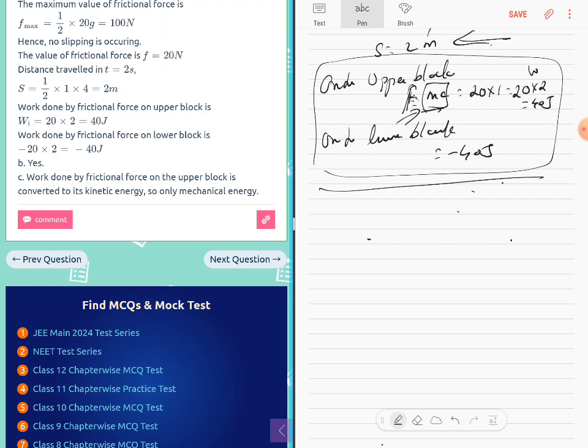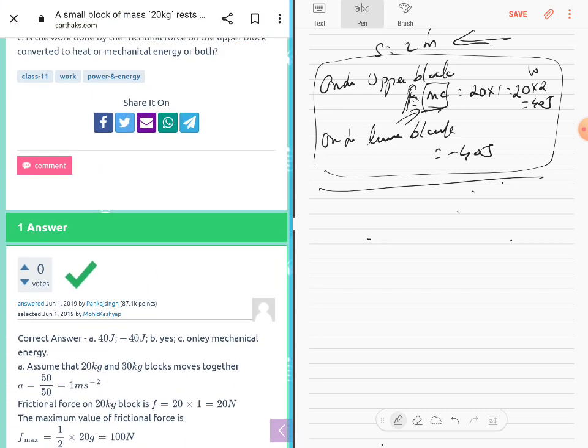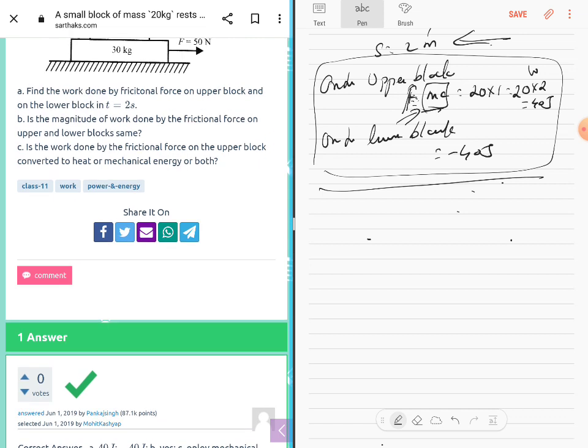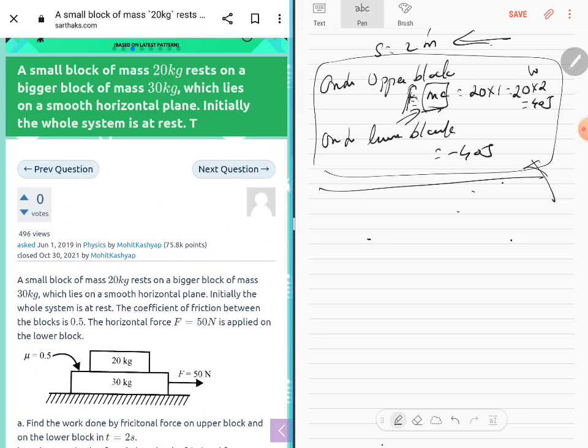I really don't understand what he has written. So what I can infer is it's not moving, so there's no kinetic energy. Upper block converted to heat or mechanical energy or both. There is no kinetic energy means there is no mechanical energy. So it probably is converted to heat, but we'll discuss this in the class. So let's go to the next question.